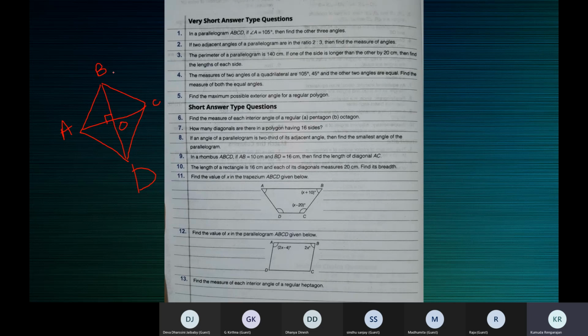Okay, now what is given? AB is 10. So can I mark 10 here? Yes, ma'am. And BD is 16. This is BD. If BD is 16, how much is BO? 8, ma'am. Now tell me, in right triangle AOB, how do we apply Pythagoras theorem? AB square plus BO square is equal to AO square, ma'am.